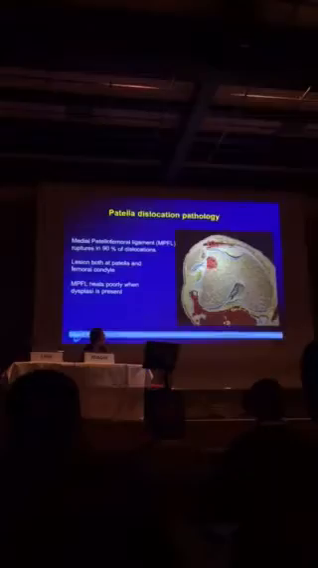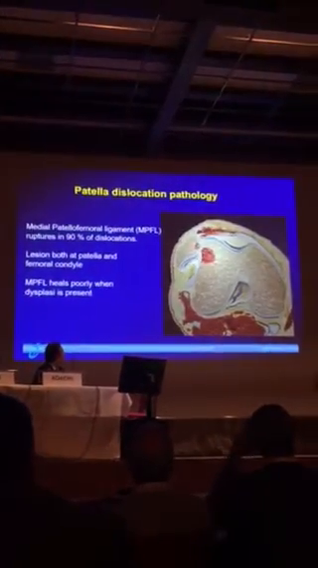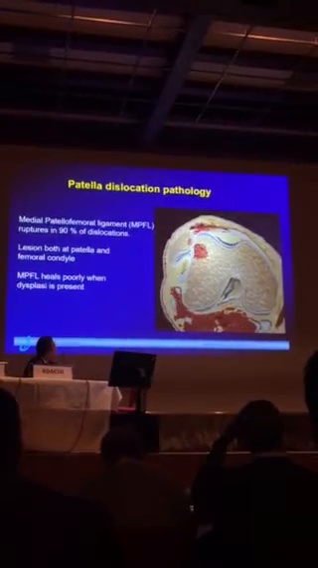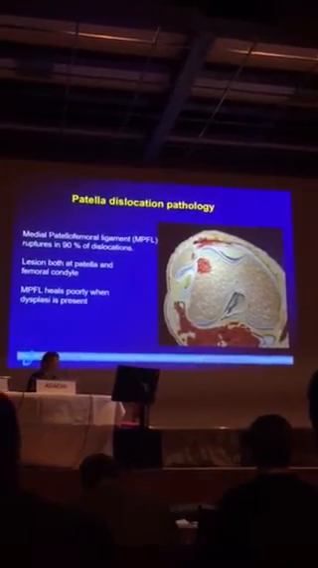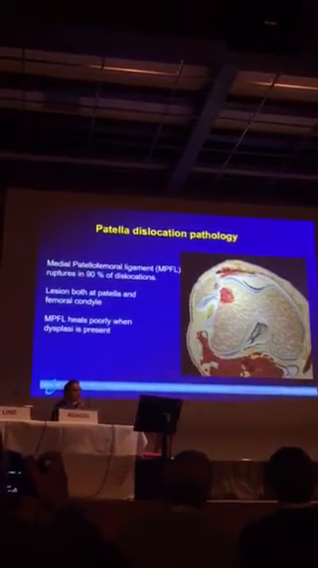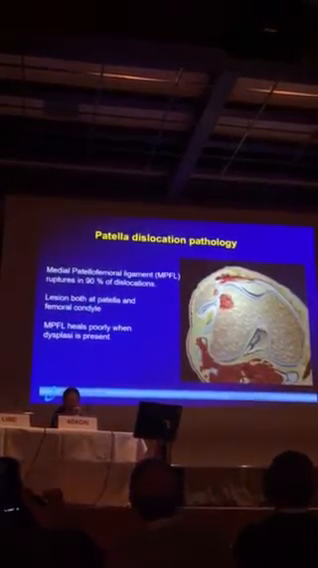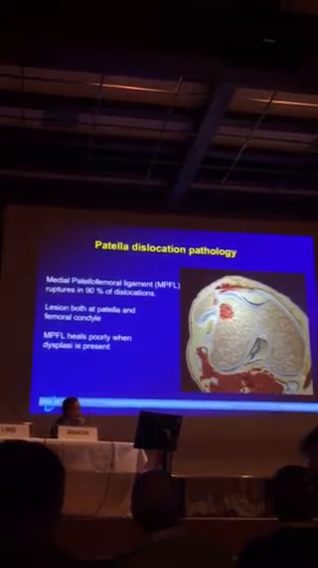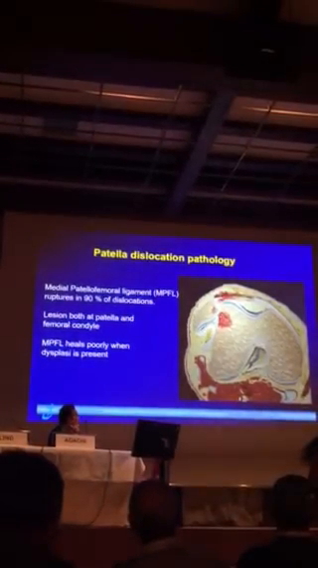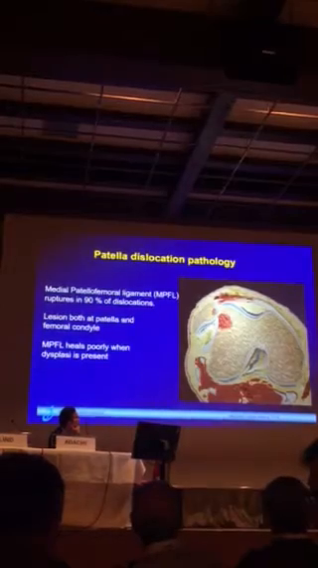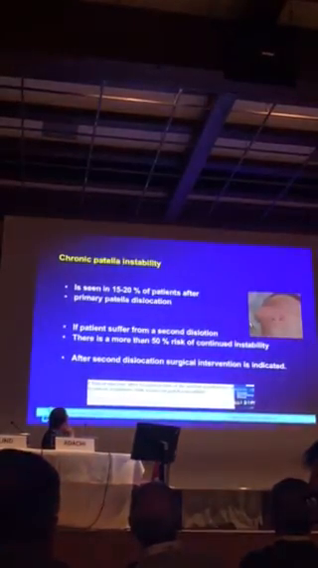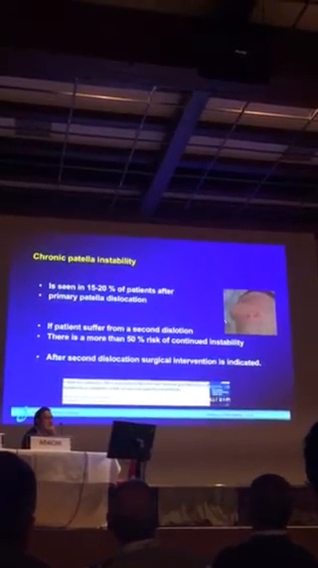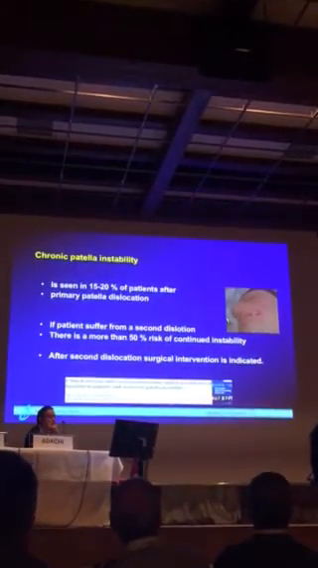Here almost always ruptures, and this rupture can be seen both here at the patella, but also at the femoral condyle side. And by experience, we know that the MPFL heals poorly, especially if there's dysplasia present. And 2/3 of the patients with instability have this dysplasia. So this is probably the most common reason for having a chronic instability.